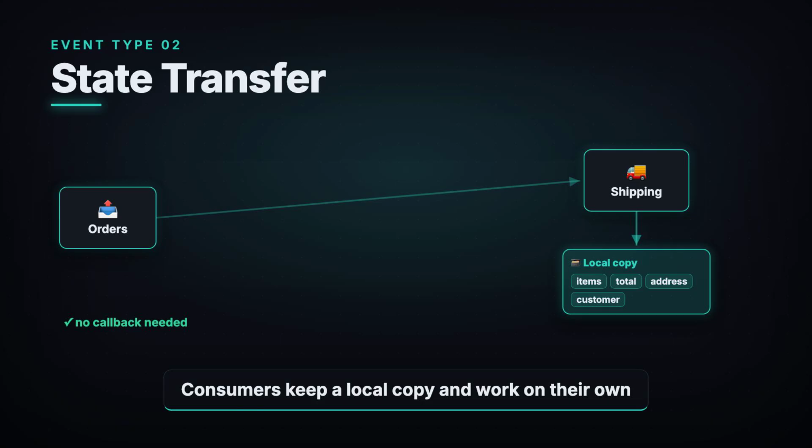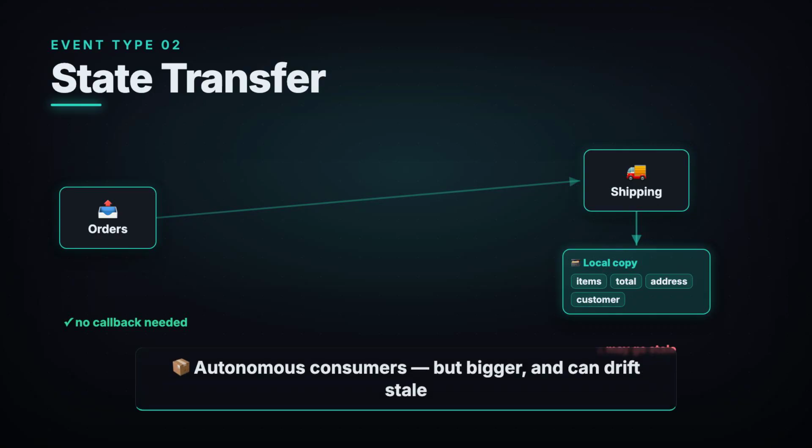The catalog publishes a whole product, and search builds its own index from it. Consumers become autonomous, and you decouple them at runtime. The trade-off: payloads get bigger, that copy can go stale, and your contract is now much richer.